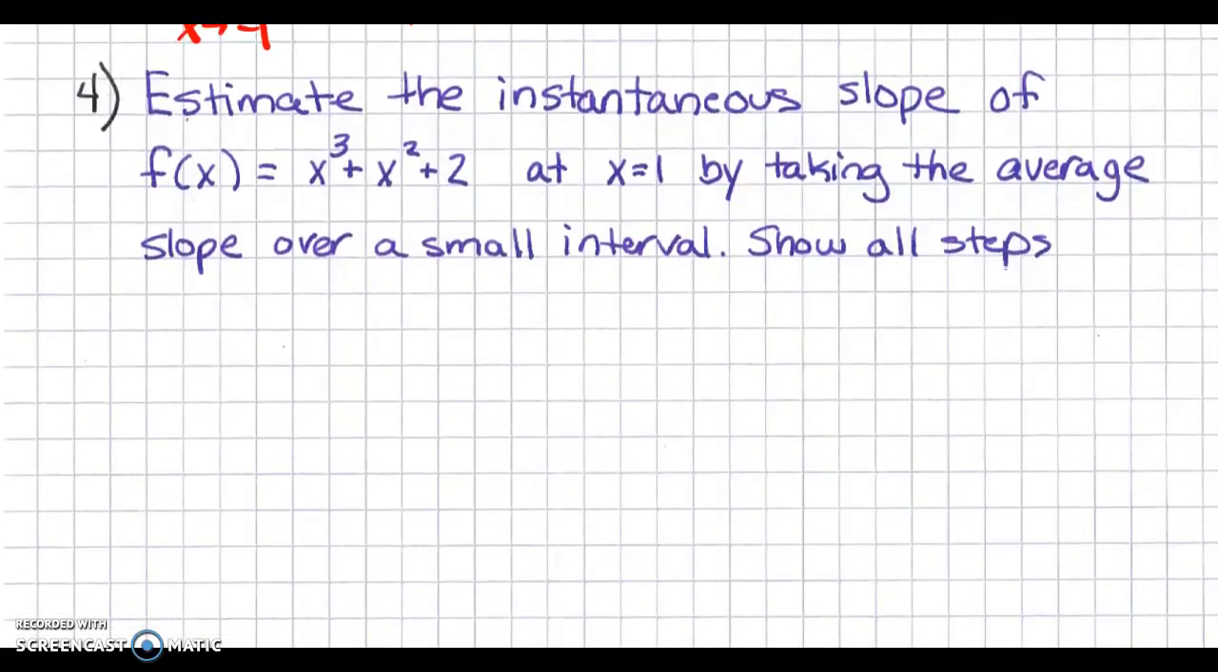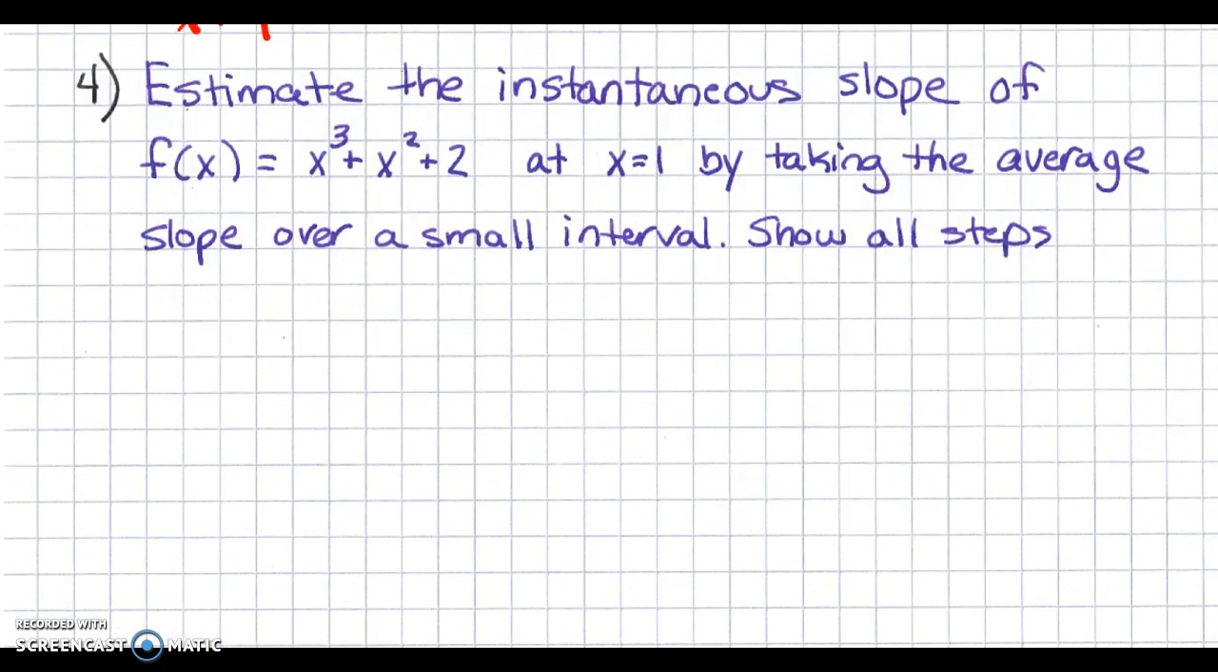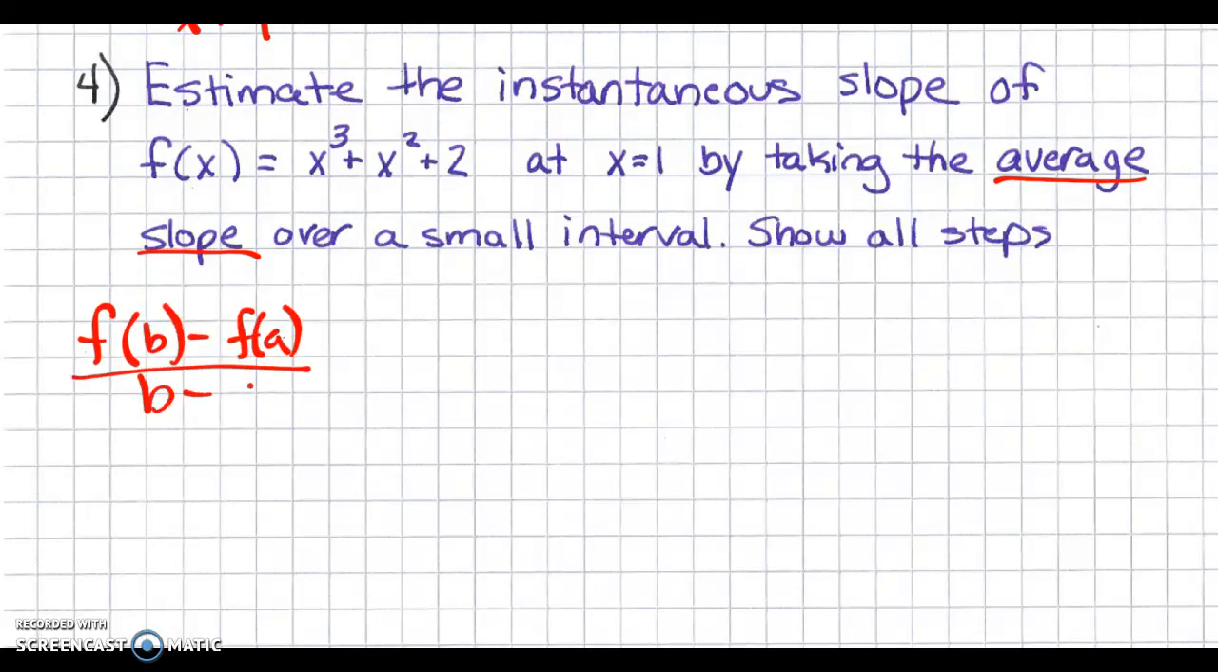Okay, the next question says estimate the instantaneous slope of f of x equals x cubed plus x squared plus 2 at x equals 1 by taking the average slope over a small interval. So we were estimating instantaneous slope by taking the average slope. Average slope is the change in y over the change in x, and we would put in numbers like 1.01 minus 1, f of 1.01 minus f of 1, and then I'll put that in my calculator. Hold on.